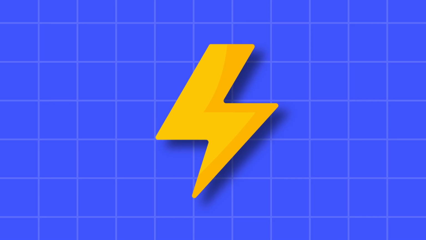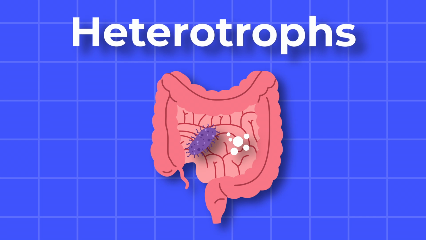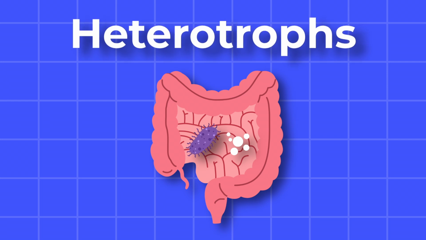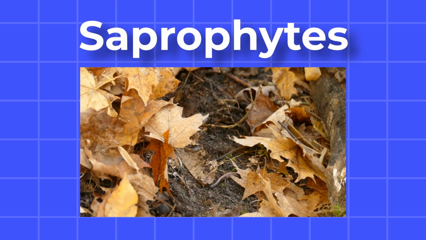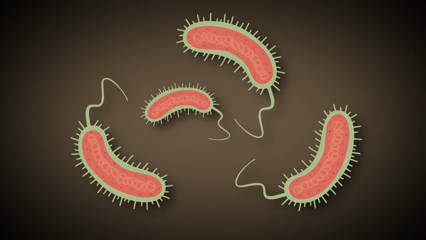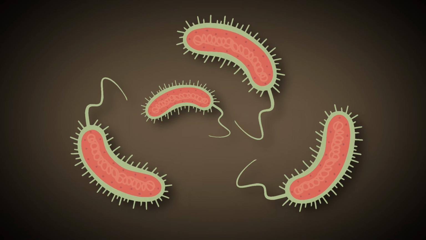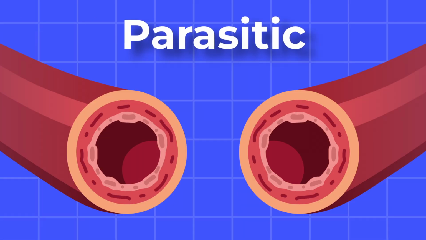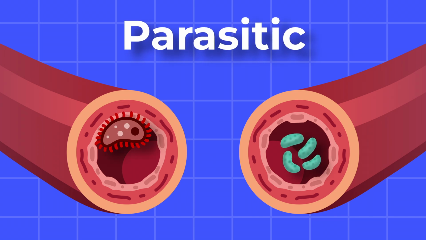Now let's explore how bacteria get their energy. Most are heterotrophs that feed on organic material made by other organisms. Within this group, many are saprophytes that recycle nutrients by digesting dead plants and animals, which is vital for keeping ecosystems balanced. Others are parasitic, living in or on hosts and drawing nutrients from them. Some cause disease, but many form mild or even beneficial relationships.